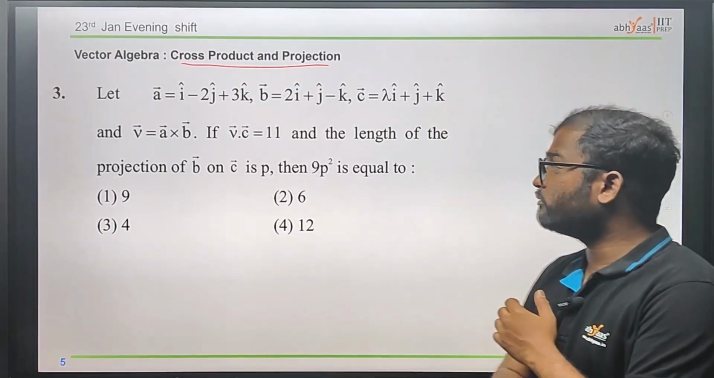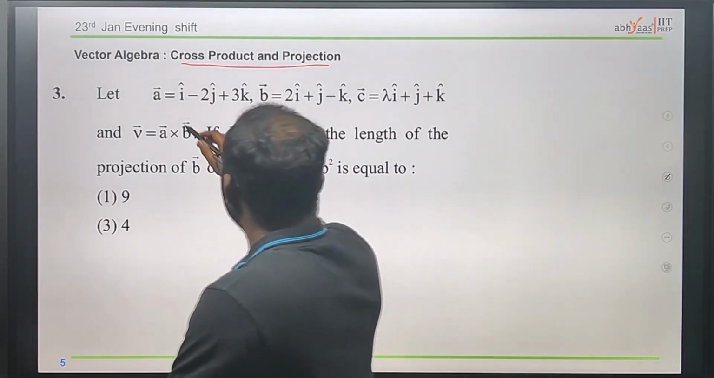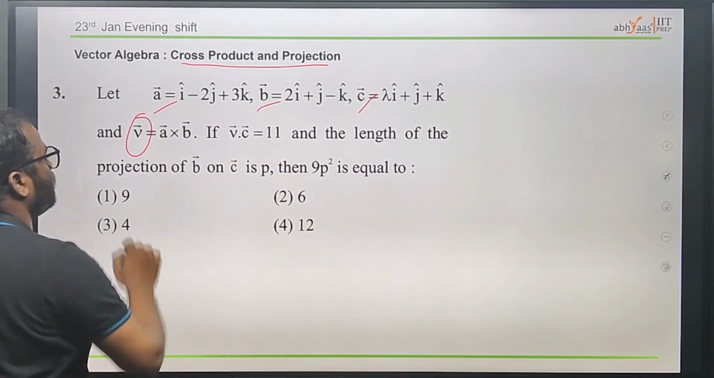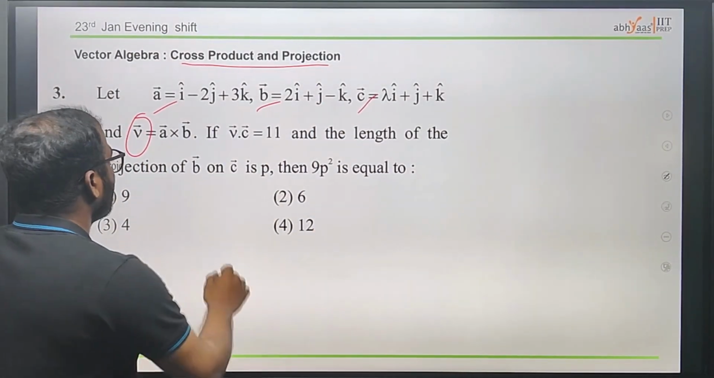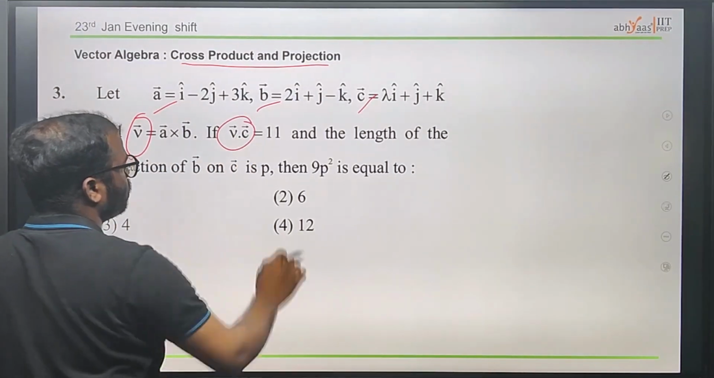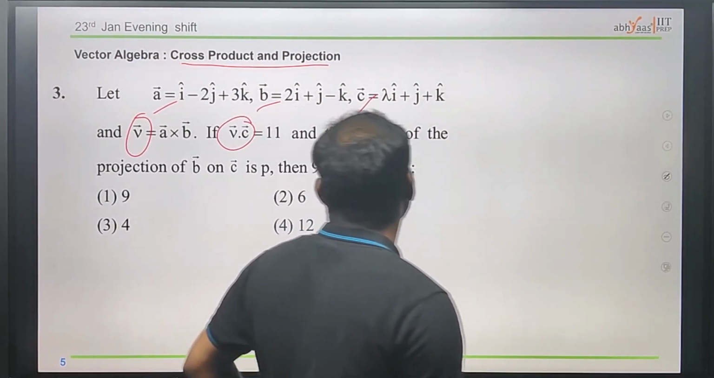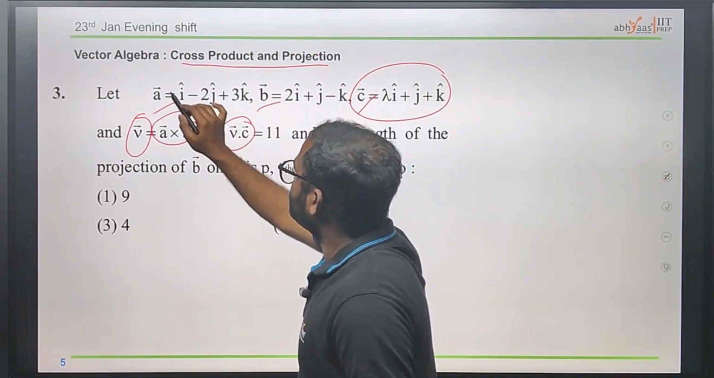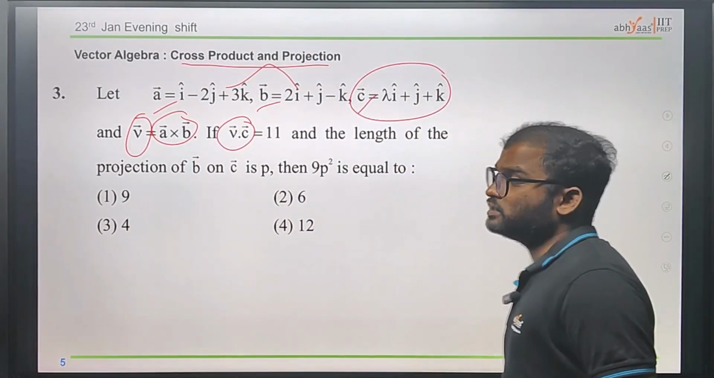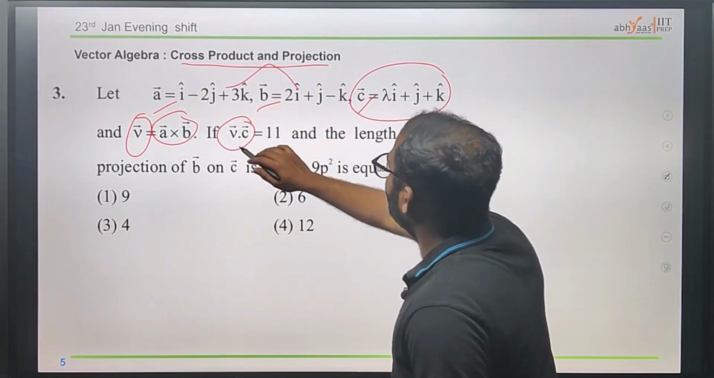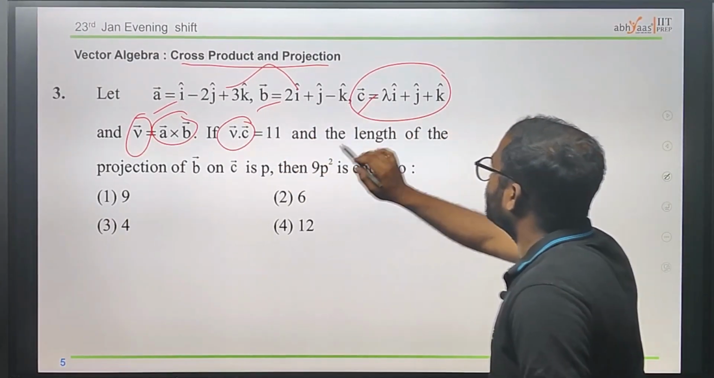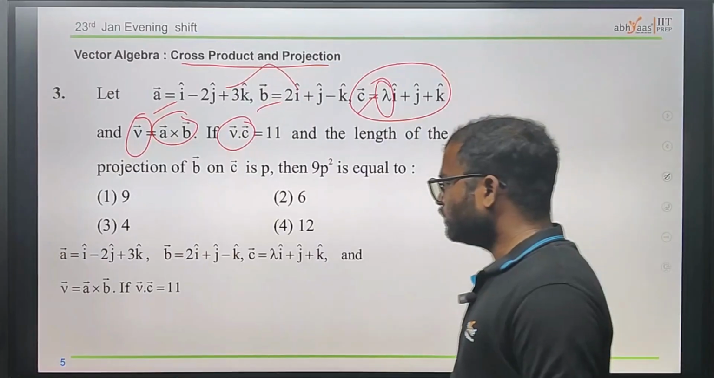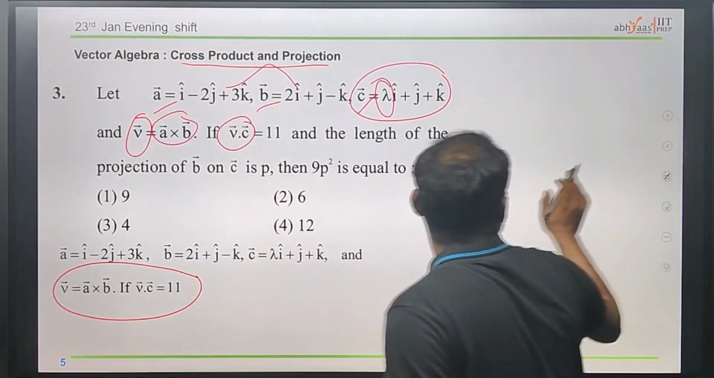Okay, by using the cross product and projection, if you observe, here they are given a, b and c. Now they give one vector v, which is a cross b bar, and the dot product of v with c bar gives us 11. Using the c vector and v, first you need to do the cross product of these two. After that only we can do the dot product in order to find the lambda value.